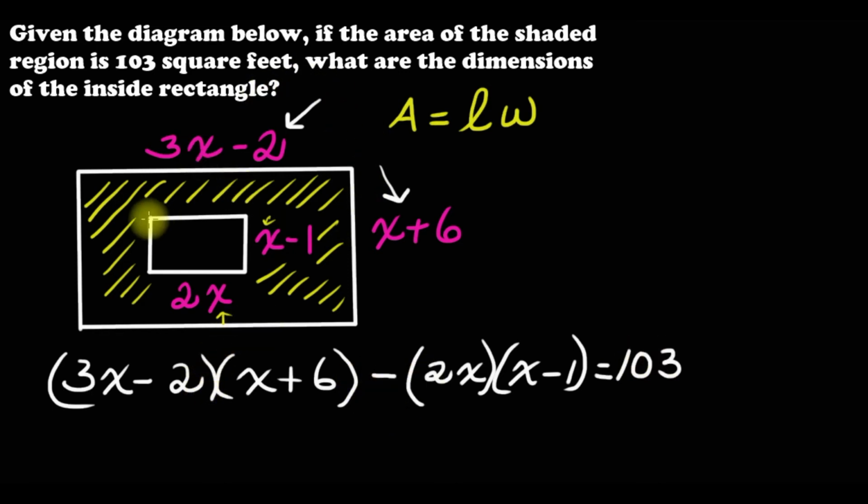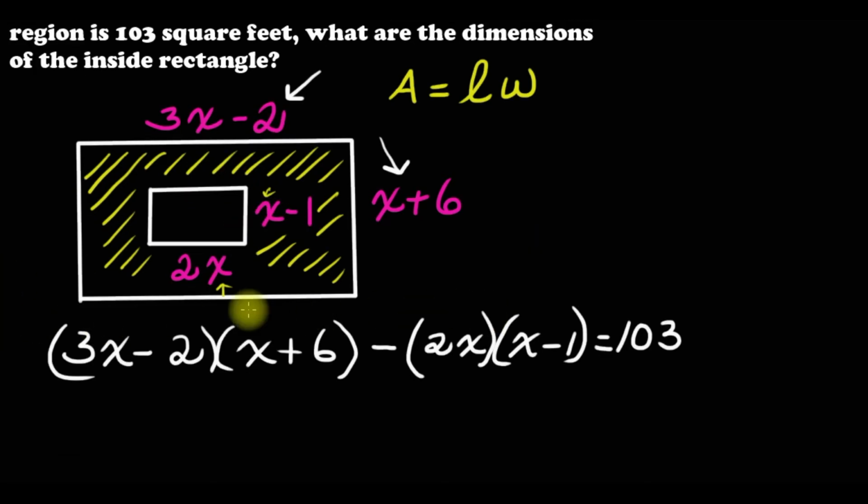Let's go through this again. We're given the area of the shaded region. To find the area of the shaded region, you take the area of the outside rectangle, and then you take away the area of the inside rectangle from it. The area of the outside rectangle minus the area of the inside rectangle comes out to the area of the shaded region. So we need to simplify what's on the left side of the equal sign. We have to multiply two binomials.